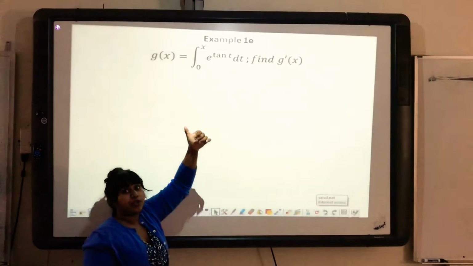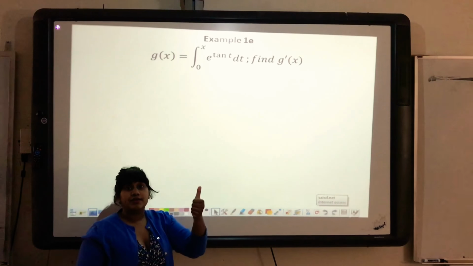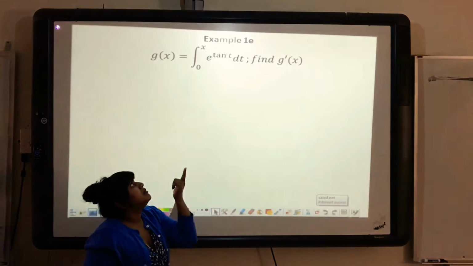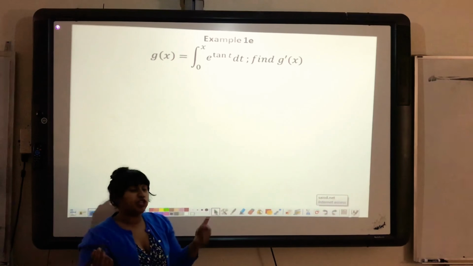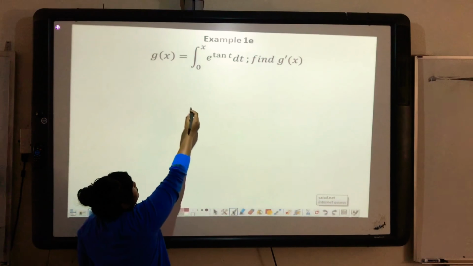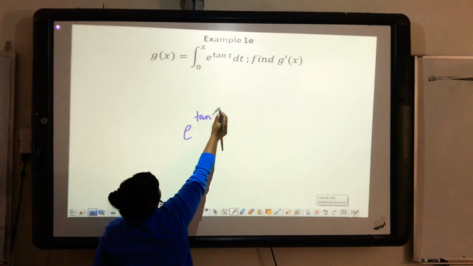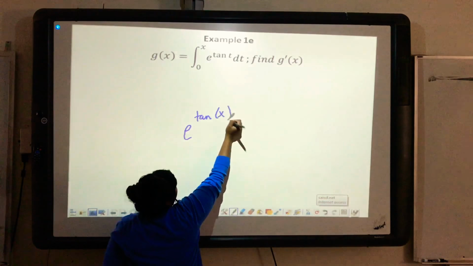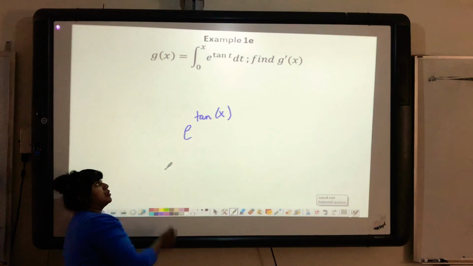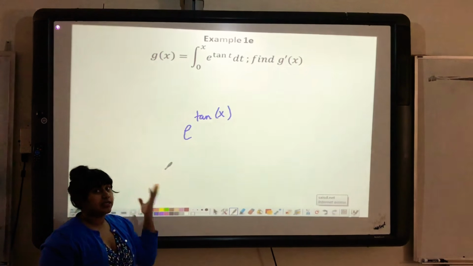So let's go through our checklist. Is A a constant? Yes. Is B just X? Yes, so we can stop right there. We can just replace. Okay? So it becomes e to the tan, and instead of t, I'm going to put x right there, and that's it. My integral canceled out because my derivative was outside of it.